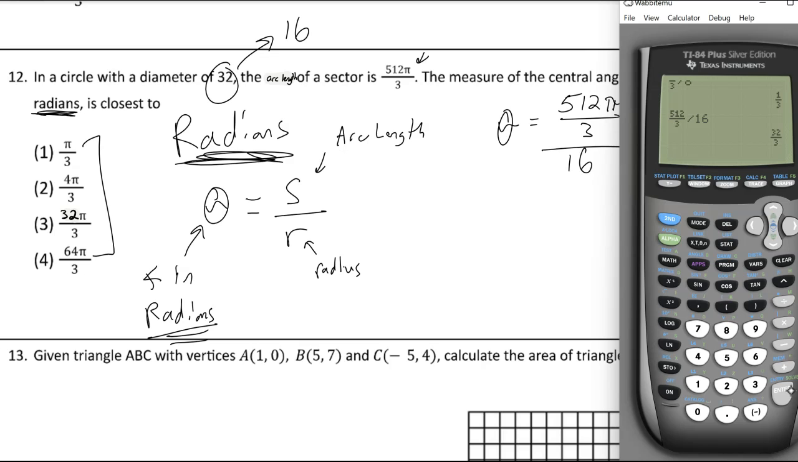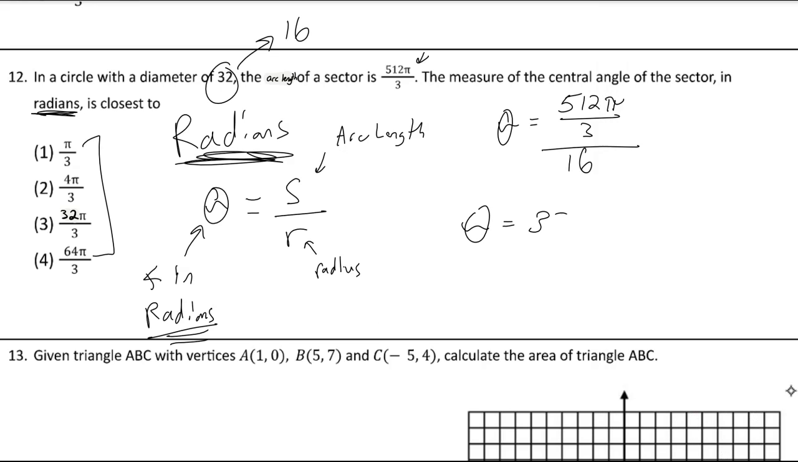So notice that in this case theta is going to be 32 over 3, but I'm still multiplying by a pi. Now if I'm multiplying by pi, that's the same thing as pi over 1, so I could just put that pi in the numerator. So my central angle in radians is 32 pi over 3.